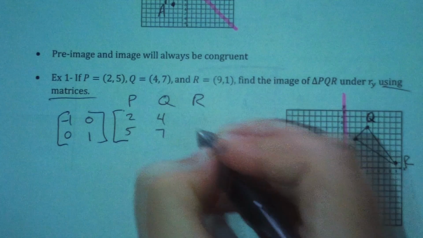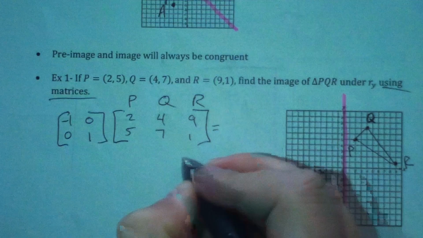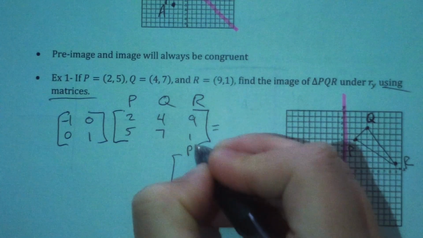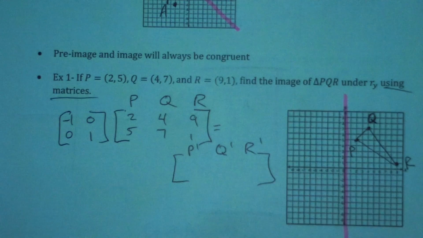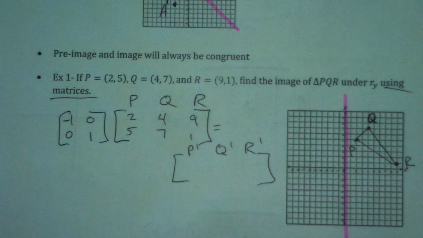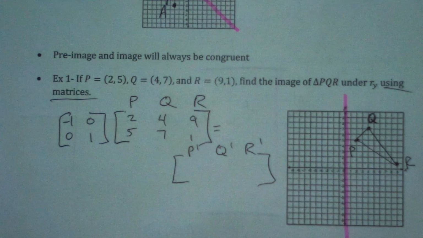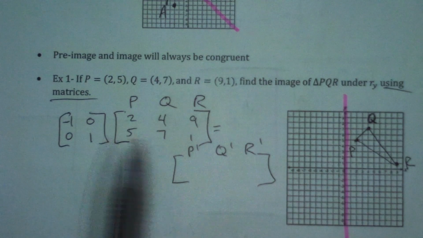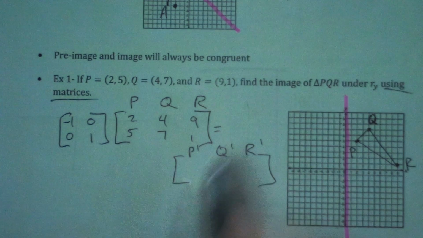So -2, 5, P prime, -4, 7, Q prime, and then -9, 1, R prime. Okay, and looking at our triangle there, does it look like it was flipped over that line? Absolutely, yeah. So, like I said, you can either do it by hand like that, or if it says using matrices, just make sure you write the equation out using the actual matrices.